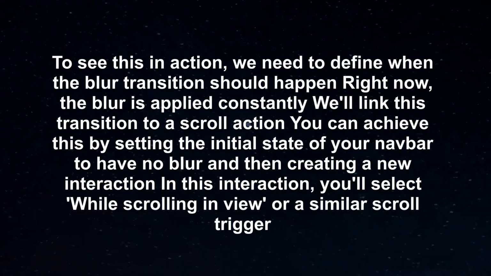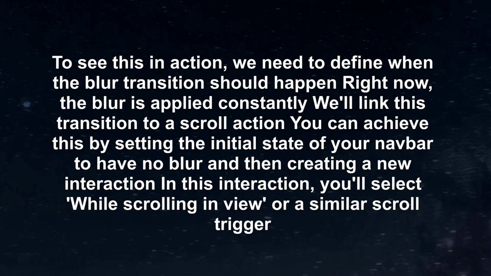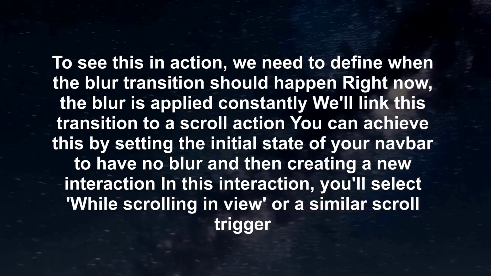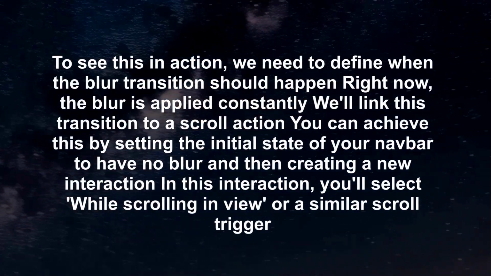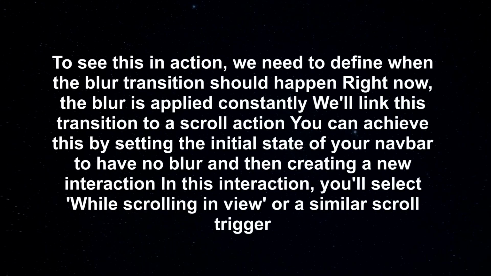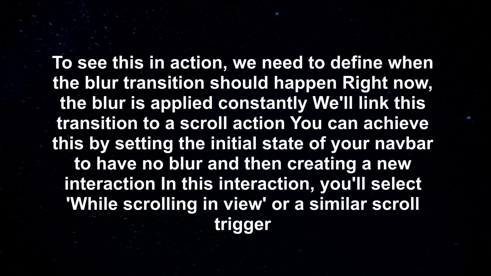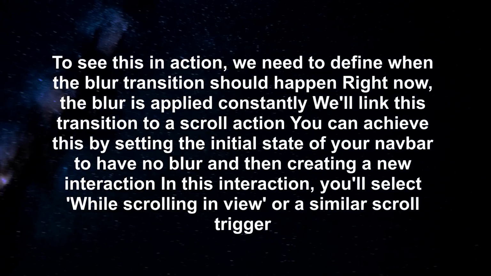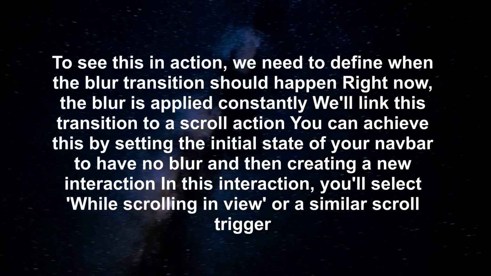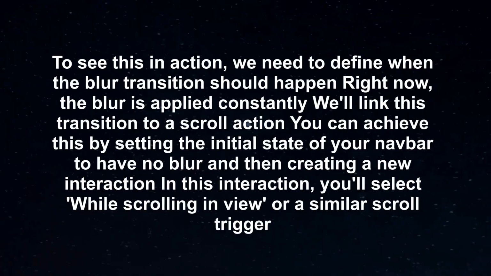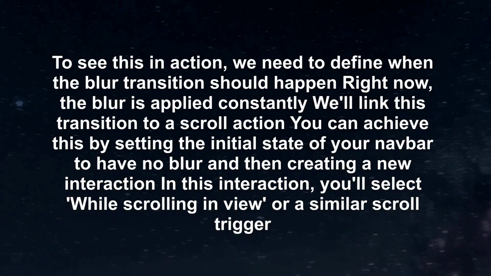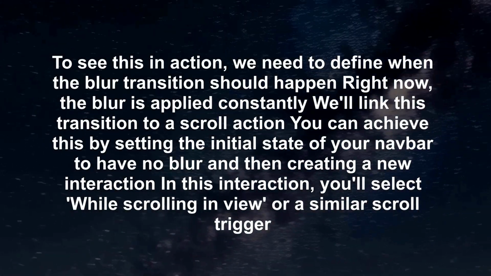To see this in action, we need to define when the blur transition should happen. Right now, the blur is applied constantly. We'll link this transition to a scroll action. You can achieve this by setting the initial state of your navbar to have no blur, and then creating a new interaction. In this interaction, you'll select while scrolling in view or a similar scroll trigger.